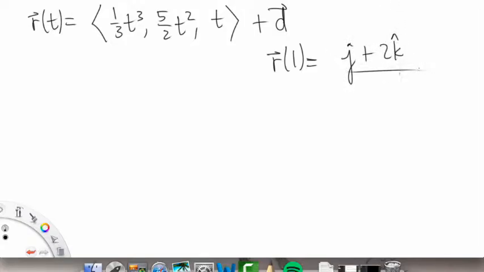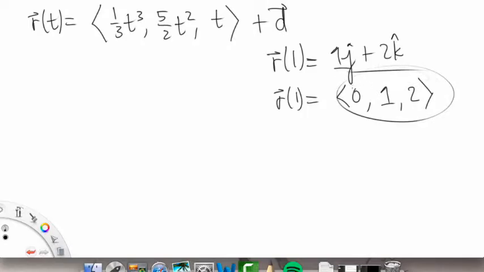So first of all, what is this? Well, we don't see an i, so the coefficient we assume is going to be a 0 for the i. So that's a 0, and then it's a 1 for the j, and a 2 for the k. Okay? So this is our initial condition. This is basically saying when you plug in a 1 for the t value, this is what you're going to get on the right side.